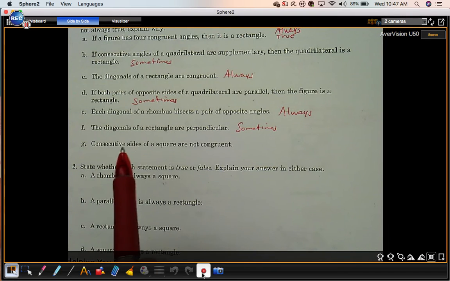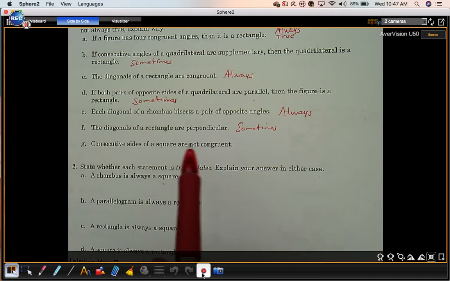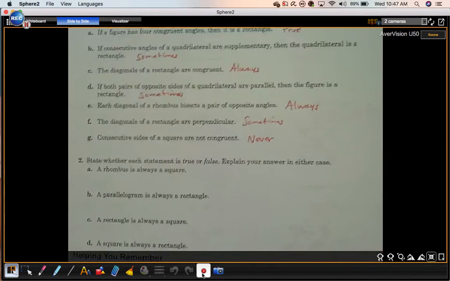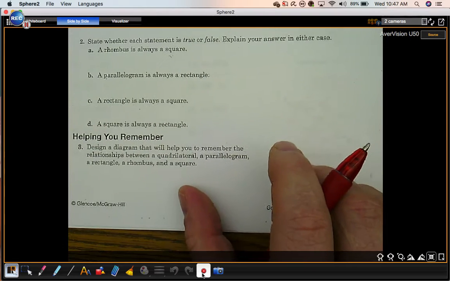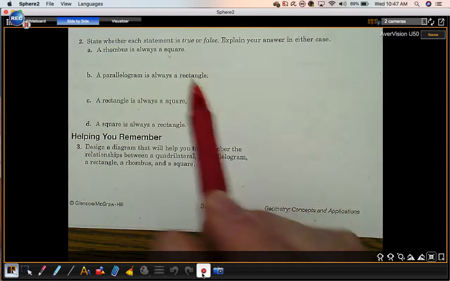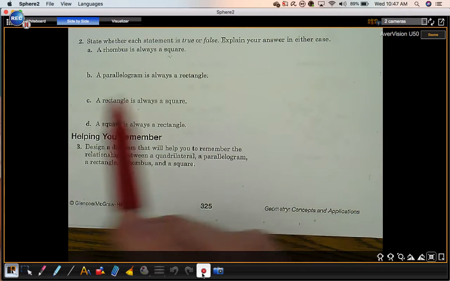Part G. Consecutive sides of a square are not congruent. That's never true. Number 2, it's just true or false. Explain your answer in either case. Again, I'll do those explanations verbally. You can write them down.